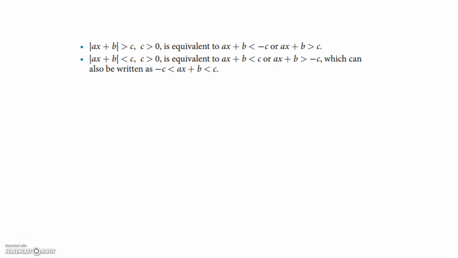Okay, let's review our two sets of rules here. If we have x plus b inside the absolute value greater than our constant, we will split it into the inside is less than the negative constant, or the inside is greater than the constant. And if our absolute value of x plus b is less than c, we will split that into our inside is less than the constant, or our inside is greater than the negative constant.